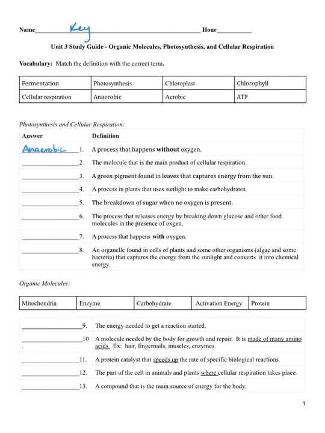Number 2 says the molecule that is the main product of cellular respiration. So remember that we do cellular respiration to extract energy from glucose, and the molecule that your cells make from that process is ATP, or adenosine triphosphate, and that's the molecule that drives most of the energy needs inside of your cells. Number 3 says a green pigment found in leaves that captures energy from the sun.